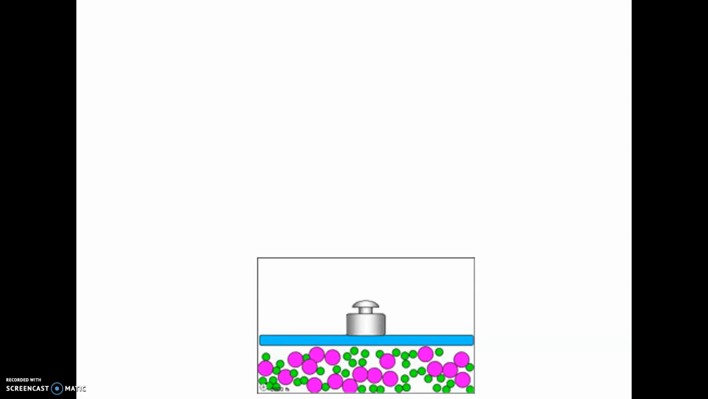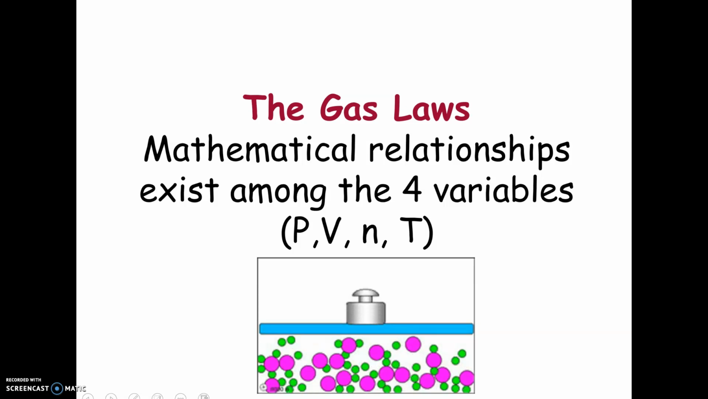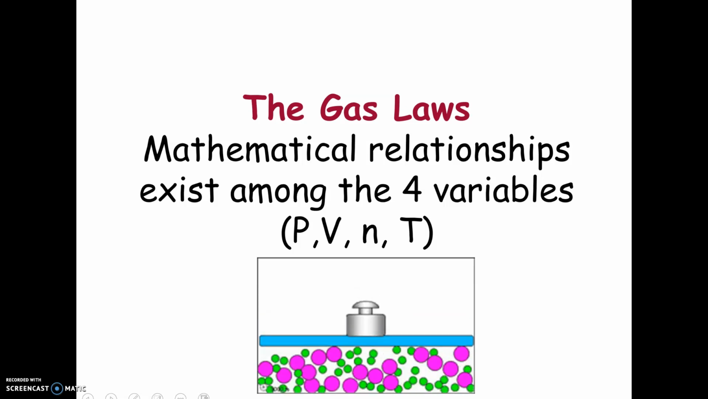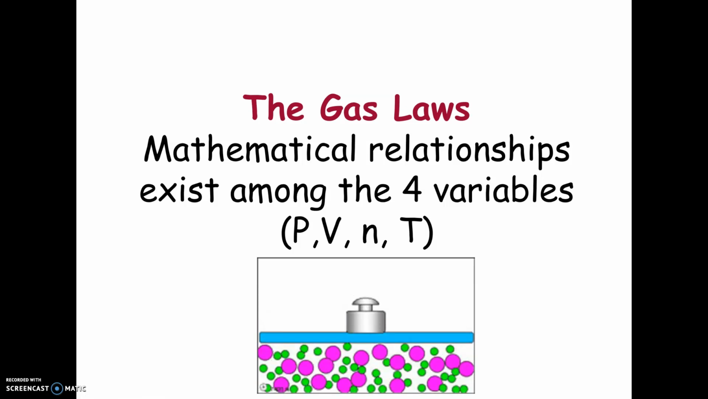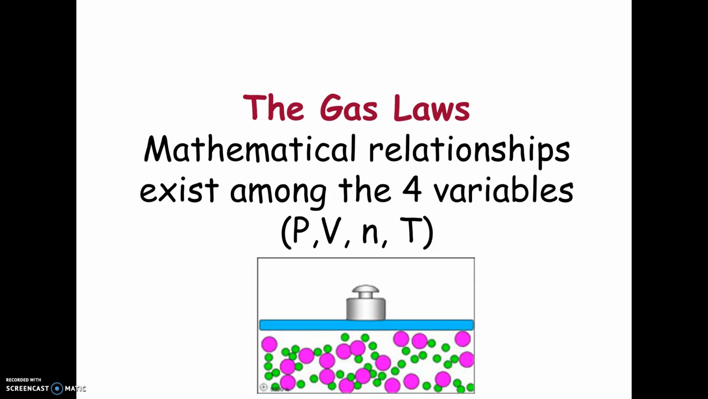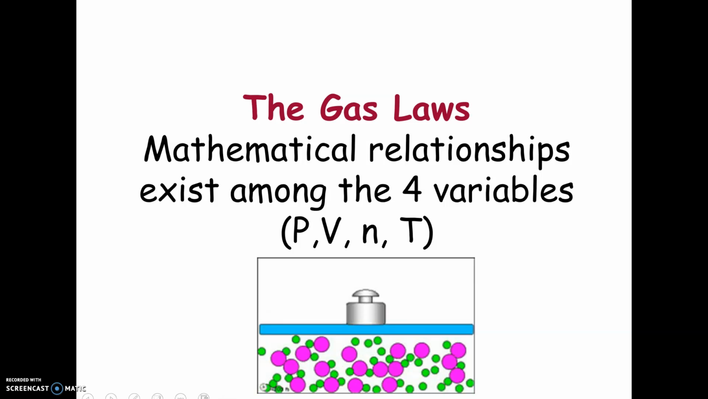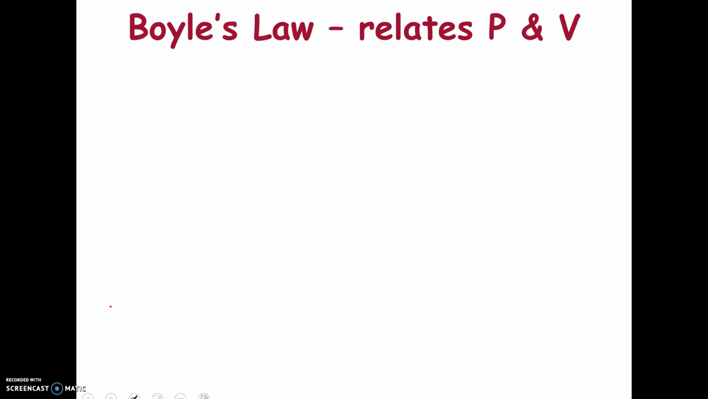All right, so last lecture we were talking about an introduction to the gas laws. And so today we're actually going to start looking at the mathematical formulas that show the relationship between our four variables: pressure, volume, number of moles, and temperature. All right, so our first one is called Boyle's law.